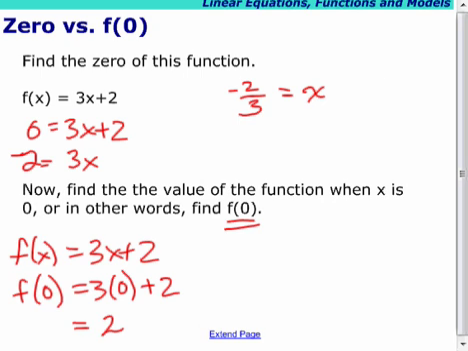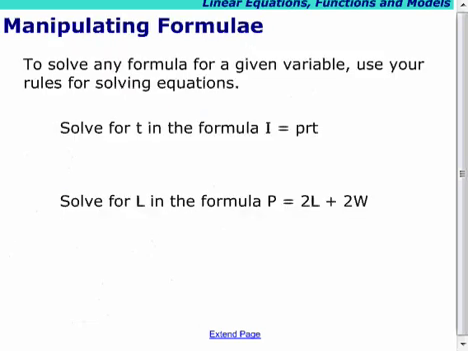Okay, finally, last concept that we wanted to talk about in this section talks about manipulating formulas. So if I have a formula like this, simple interest, or a formula like this, the perimeter of a rectangle, typically in other classes you probably have always been solving for I, or always been solving for the perimeter. But we should be able to solve, if we have this equation, for any one of those variables. There's 3 variables there. I should be able to solve for any one of them.